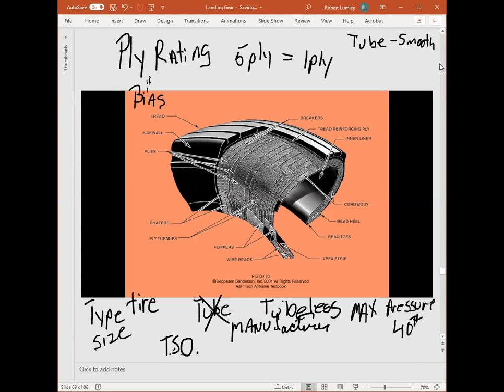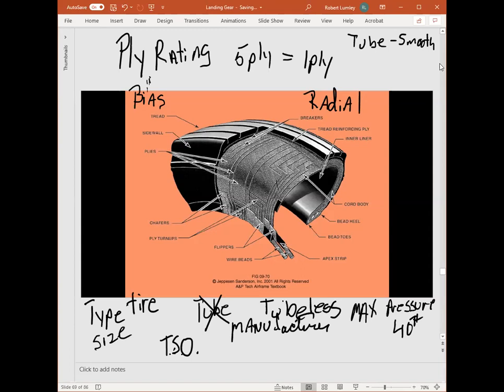Now, with the plies, for a very long time, automobile and car tires, aircraft tires, used what was known as bias ply tires. I will say that a lot of small general aviation aircraft still use bias ply tires. But our book, sorry to say, does not talk about the other type of tires. Commercial jet aircraft and your automobile generally use what's called a radial ply tire.